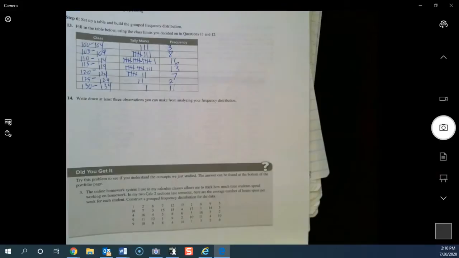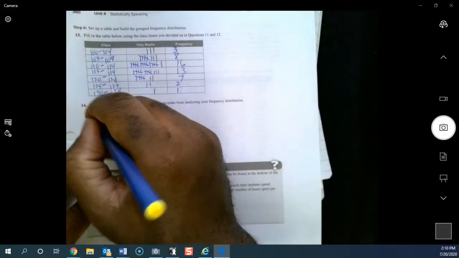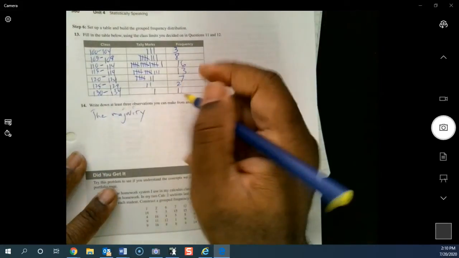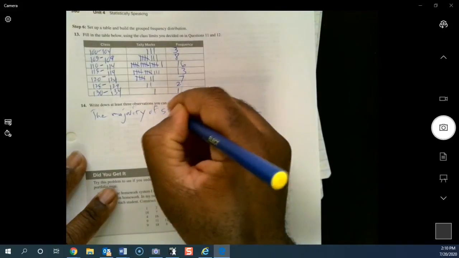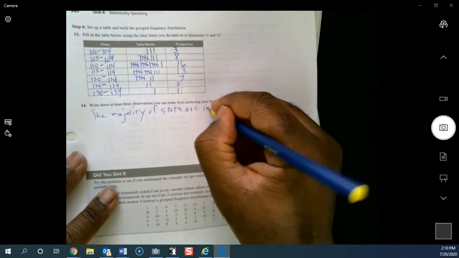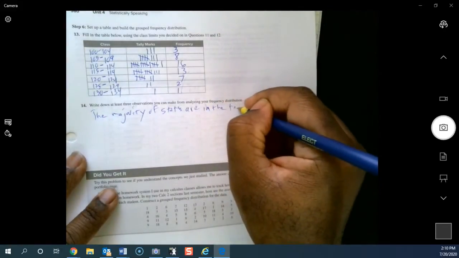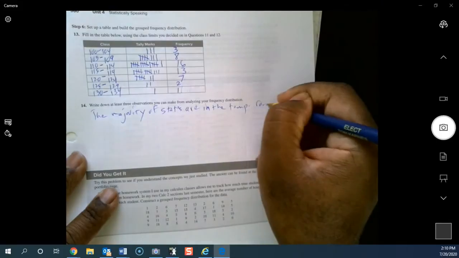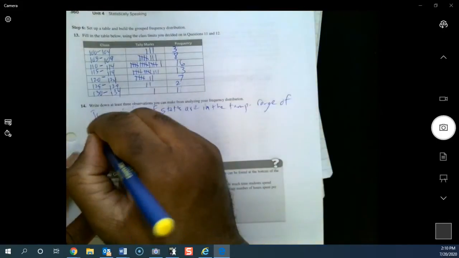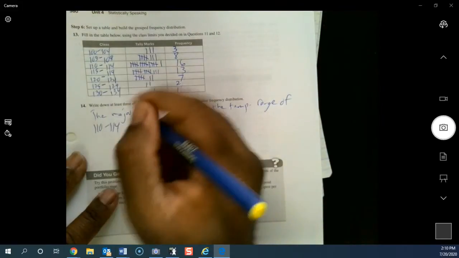So 14, it says write down at least 3 observations you can make from analyzing your frequency distribution. Okay, first of all, the obvious: the majority of states are in the temperature range of, what's that, 110 to 114? I mean, is that right?